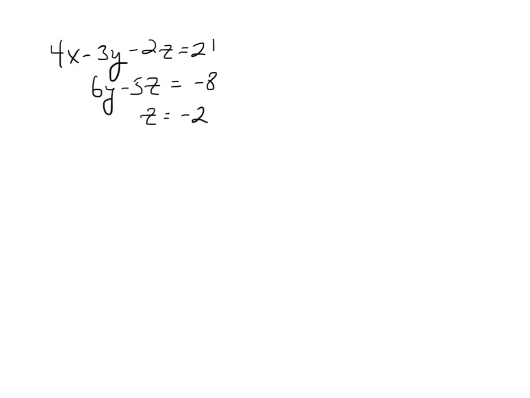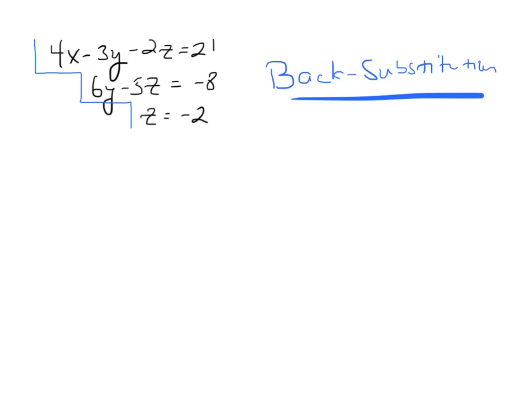Now what I want you to notice about this is that each equation has one less variable than the equation above. And it forms this kind of staircase in a way, which makes it very convenient to solve. And we solve these using back substitution. So here's how this works.